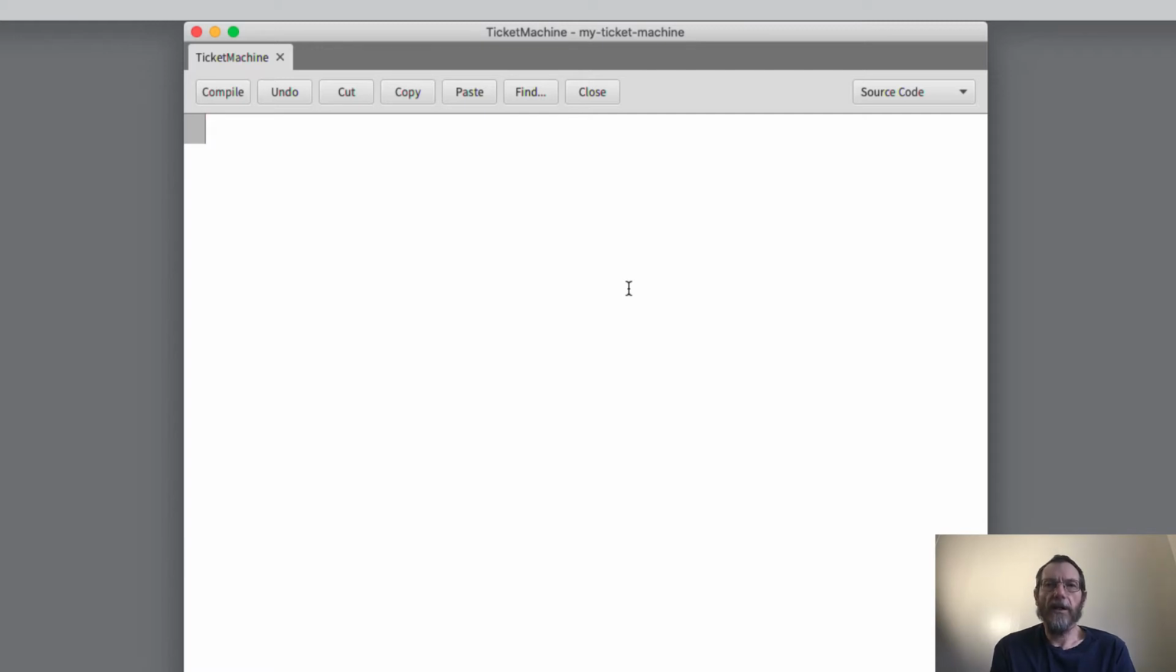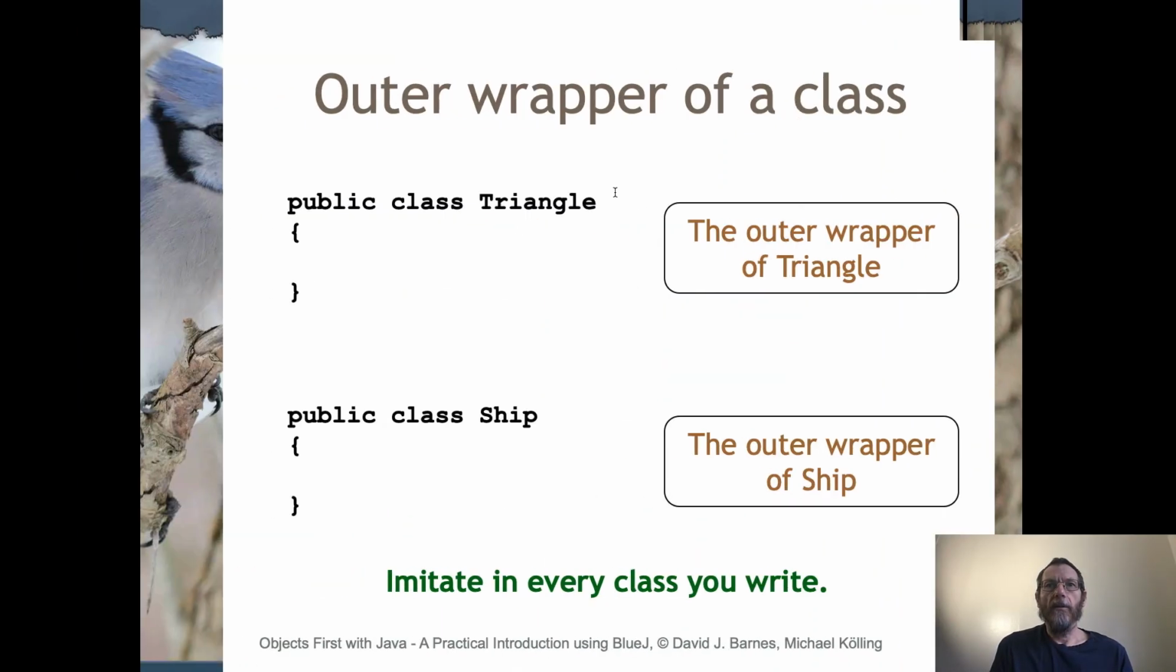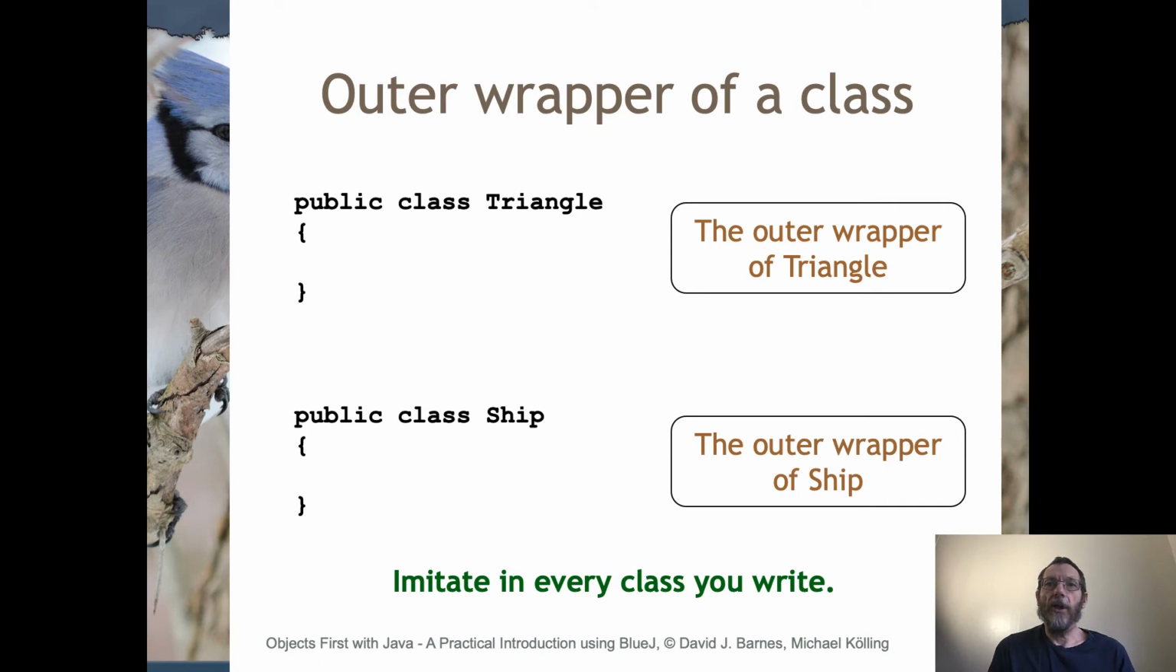Now, faced with this, what are we going to write for our ticket machine class? Well, if we can't remember, we can go back to classes we've seen before, note the similarities and the common elements and the things that we're going to need in our class, and reproduce them in our source code. So we look at these examples: public class triangle, pair of curly brackets, public class ship, pair of curly brackets. We're going to write public class ticket machine and a pair of curly brackets. So let's do exactly that.